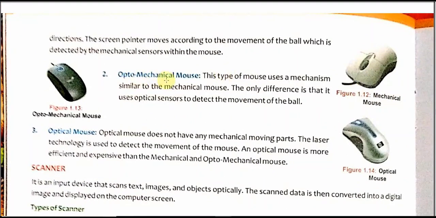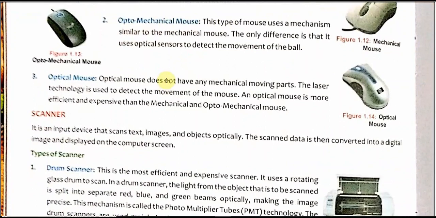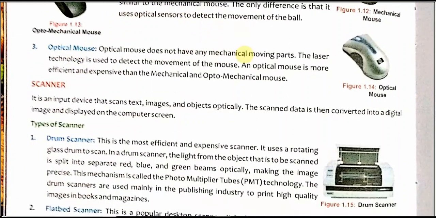Second is the optomechanical mouse. This type of mouse uses a mechanism similar to the rubber ball mouse. The only difference is that there is no rubber ball, because the rubber ball suffered wear and tear. It was not good. In this case, laser light is used. Third is the optical mouse. The optical mouse has no mechanical moving parts, and the best laser light technology is used. You can see this is an optical mouse.